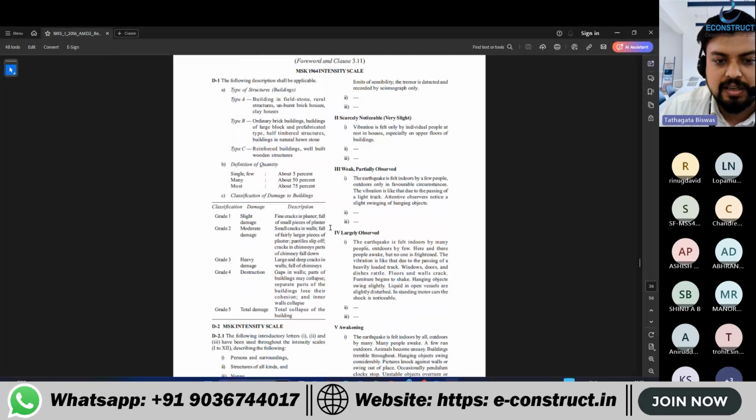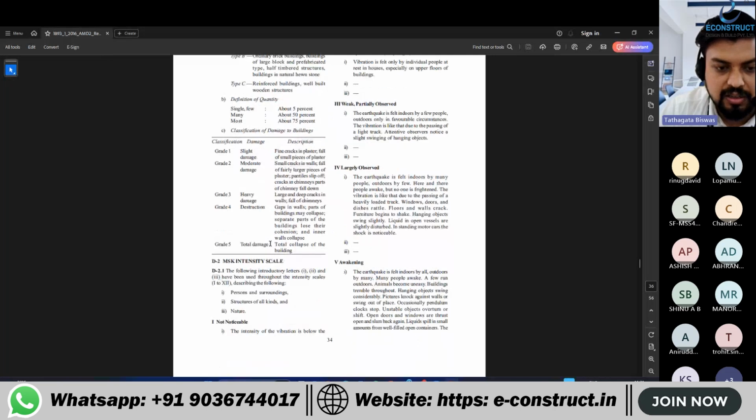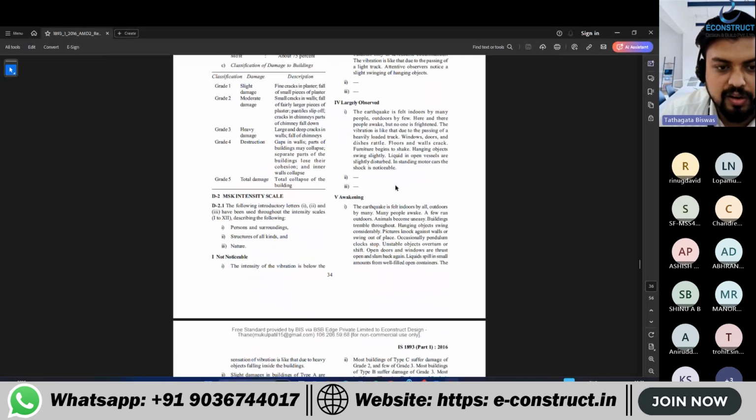Okay, so these are basically not required to read. It is basically what is slight damage, moderate damage. It's a definition actually. There is nothing to understand here. What is the grade 4 destruction? What is the grade 5 destruction? What is the grade 3 destruction? So different damage intensities they have given over here, and they have classified the damage grades on the basis of that. So you can read from the MSK intensity scale.